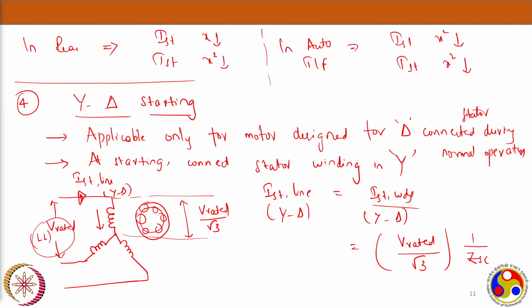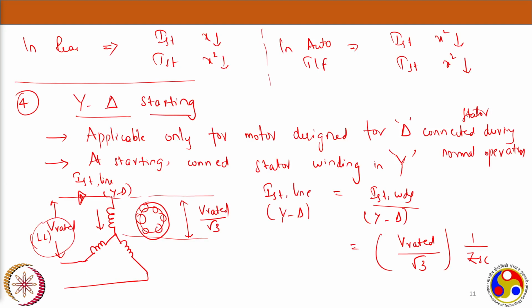See now if I bring the 3 outside, there is 2 pi ns, and this 3 is multiplied by 1 by root 3 square, I am taking it outside, and V rated square by ZSC R2 dash. So this particular factor is nothing but your starting torque in the DOL. So it's a factor of 1 by 3 times the starting torque in the DOL. Now your starting torque for star delta is equal to 1 by 3 times the starting torque in the DOL.